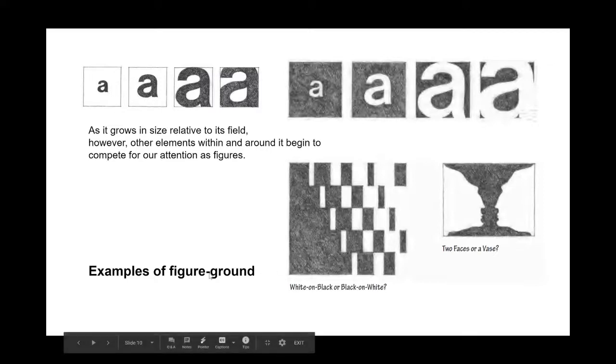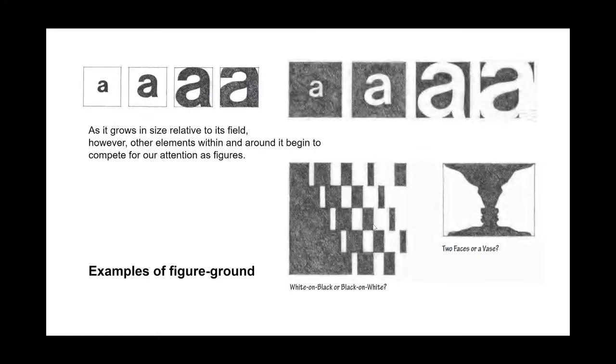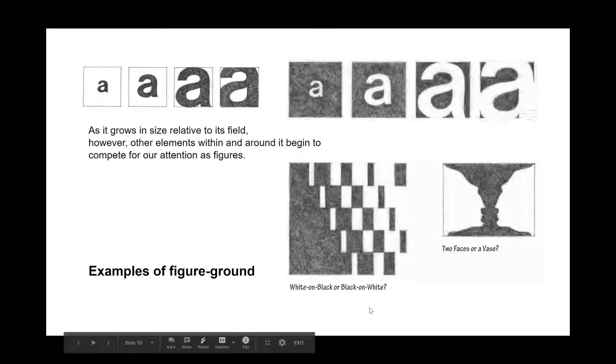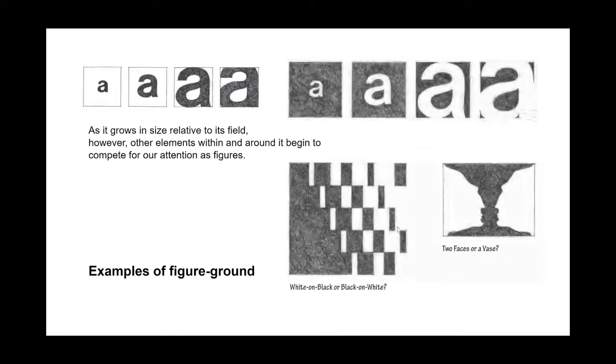So these are examples of figure ground. This is where the visual perception takes place. Here you can see that black is competing with the white. The white could be the positive space against a black background, or the black could be the positive space in the white background. Same for this one as well. This is very prominent in any visual perception and in design, or even in art as well.